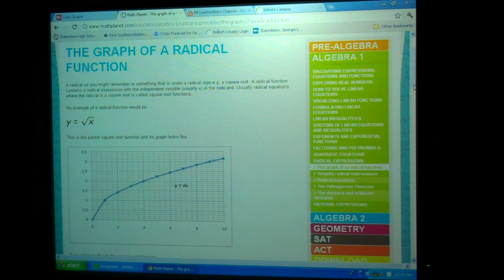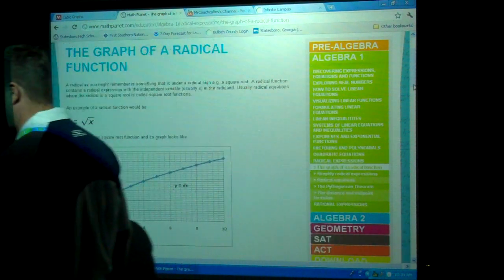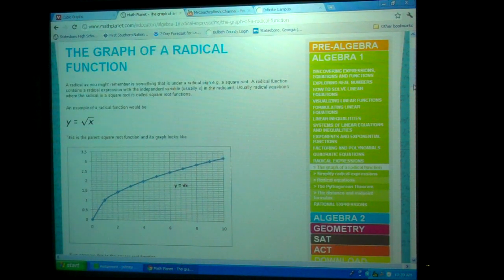Alright, here we go. This is section 3.3. We are using the webpage mathplanet.com. You might want to write that down. All I did was go to Google and type in graph of a radical, and hit images, and this one popped up, and I was able to go to this website, and it's pretty good. We're going to use this. It's going to keep me from having to write out all these different ones.